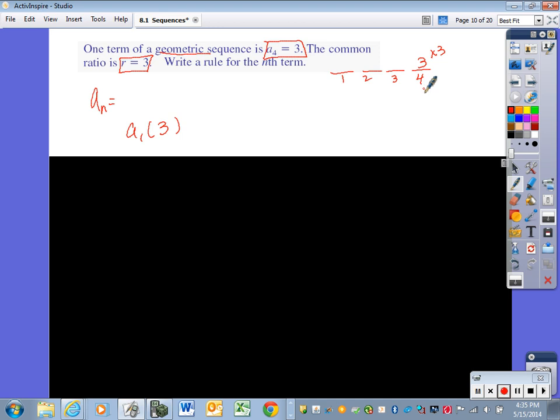What position? 4 minus 1 should equal the term, which was 3. Well, this is 3 equals a sub 1 times 3 to the third. What is 3 to the third? 27. Divide by 27. 3 divided by 27 is 1/9. First term is 1/9. So I can come back here. Rule is first term times the ratio to the n minus 1.